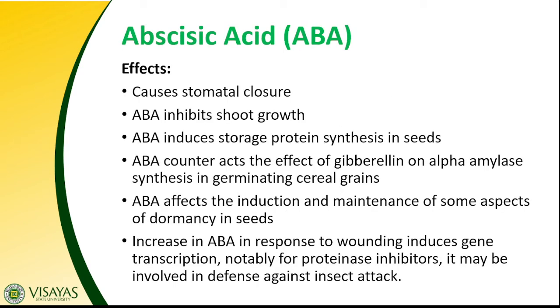And we have the next, the fifth, the abscisic acid, also known as ABA, with its different effects, starting from induction or causes stomatal closure, inhibits shoot growth, down to the increase in ABA in response to wounding, induces gene transcription, notably for proteinase inhibitors, and it will be involved in the defense against insect attack.